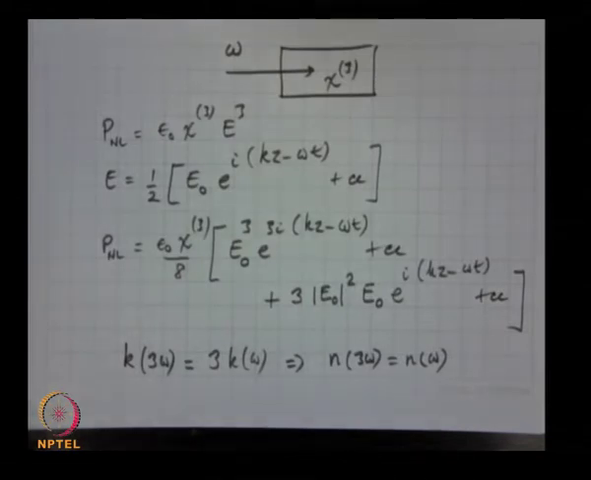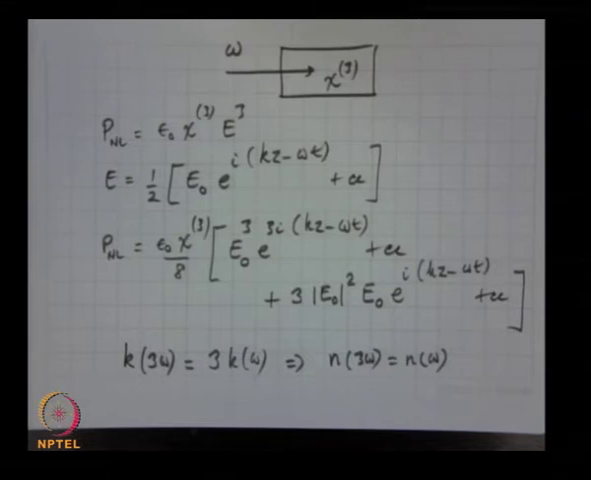Now usually in media like glass and liquids, this is never satisfied because n of 3 omega is not equal to n of omega because of dispersion. So usually this term does not lead to the generation of third harmonic. There is nonlinear polarization, but it does not lead to the generation of the electromagnetic wave at that frequency because you are not phase matched.